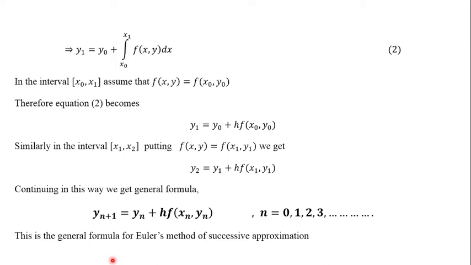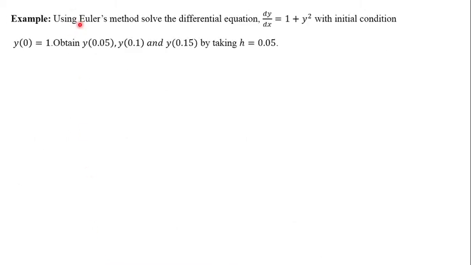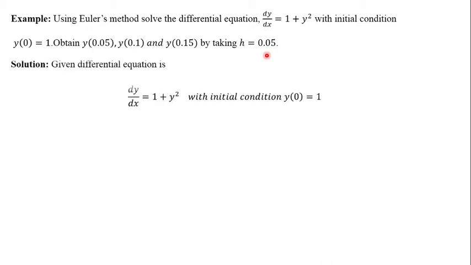Now we will see examples based on Euler's method of successive approximation. Using Euler's method, solve the differential equation dy by dx is equal to 1 plus y square with initial condition y at 0 is 1. Obtain y at 0.05, y at 0.1 and y at 0.15 by taking h equal to 0.05. So you have given h is 0.05. Let us see the solution.